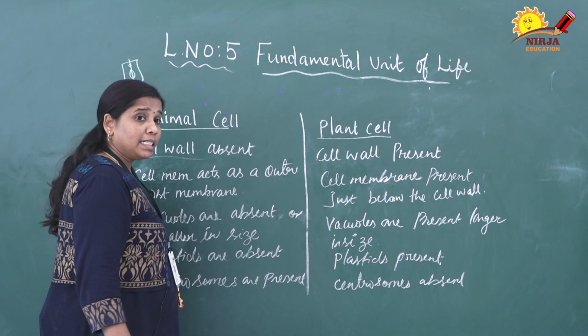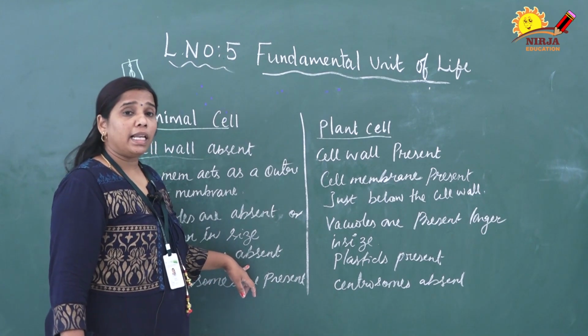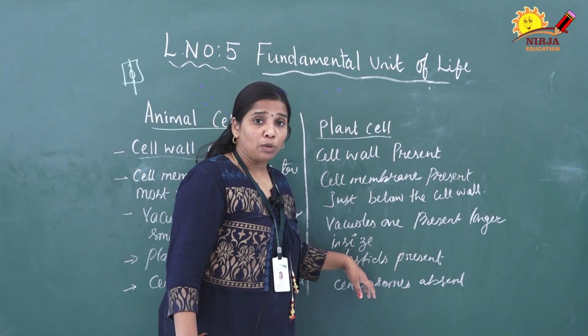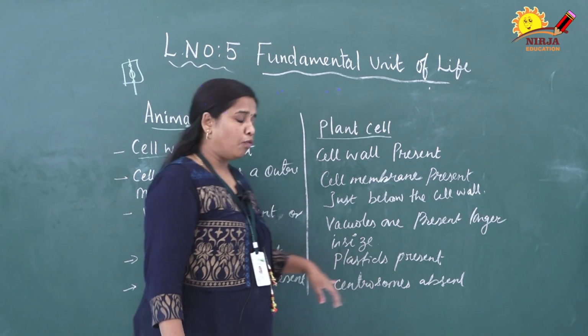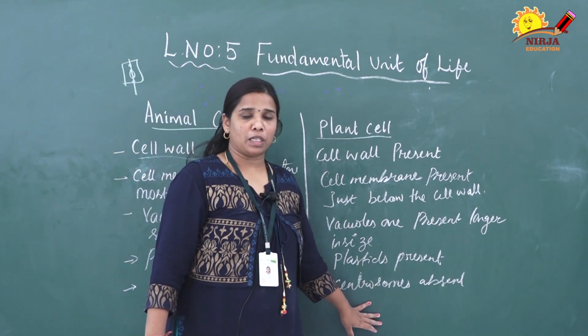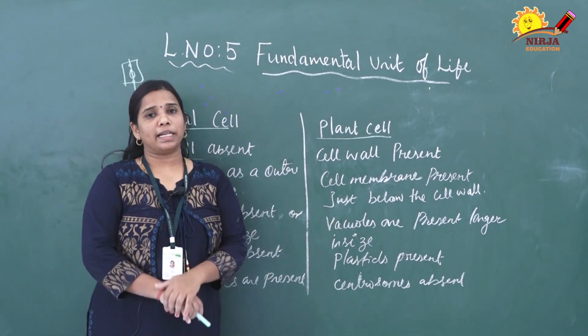Then plastids are absent in animal cell, but in plant cell they are present. Because of the plastids only, they can prepare their own food. Centrosomes are present in animal cell, while in plant cell the centrosomes are absent. This is the difference between animal cell and plant cell.